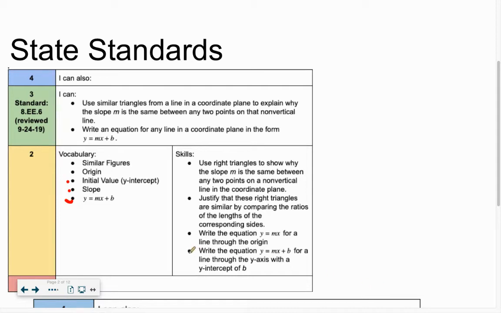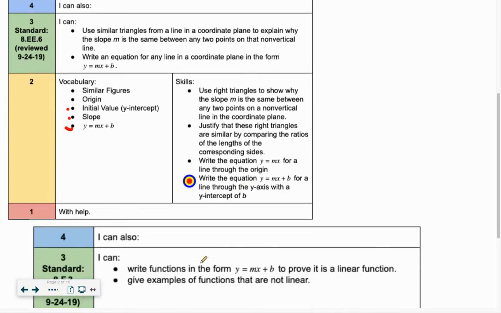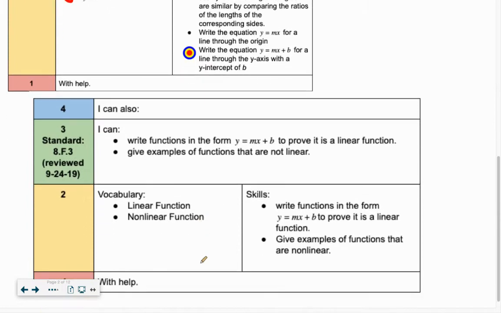We're going to do a little bit about maybe writing an equation. We're going to get more to that. That's one of our skills coming up. And again, down here in 8.F.3, you can see that we're working towards writing a function or equation in y equals mx plus b.